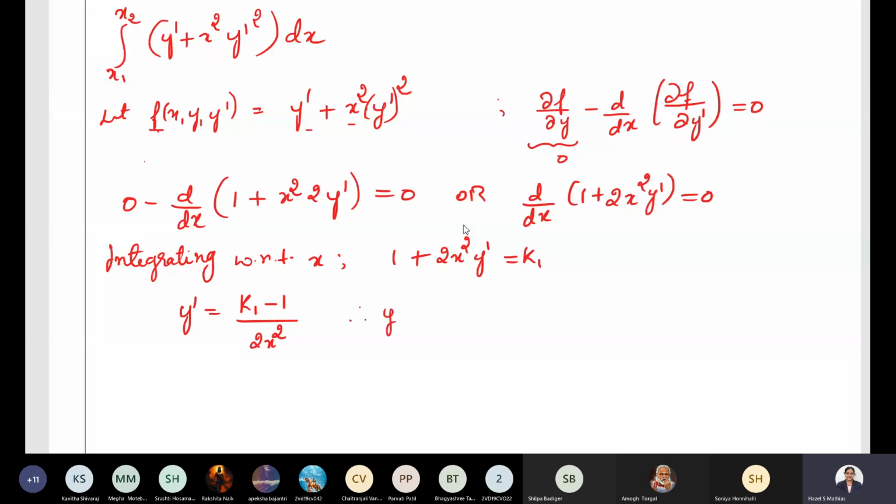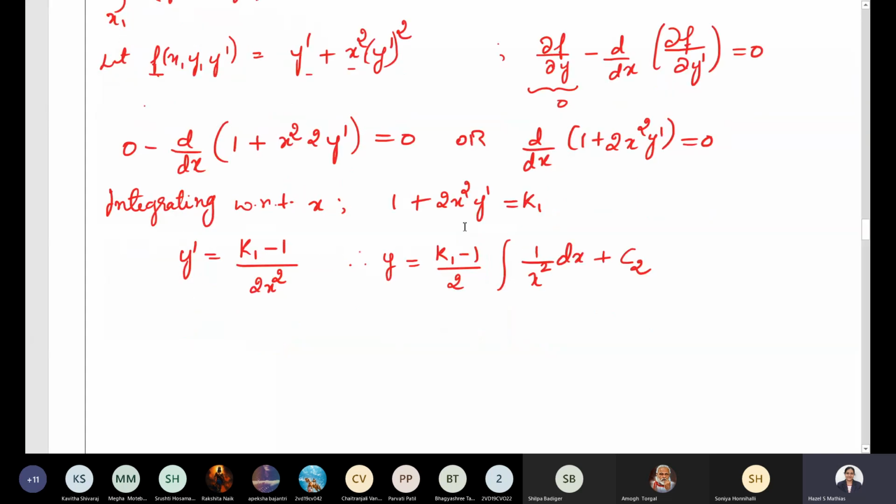Now let's find what is y. From y dash, if we have to find y, we need to integrate it. So integrate: you take the constant term outside, integration of 1 by x square into dx plus a constant. Let's take this as any term, some c2 or c1, whatever you want.